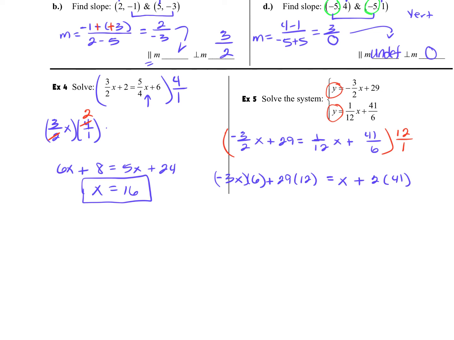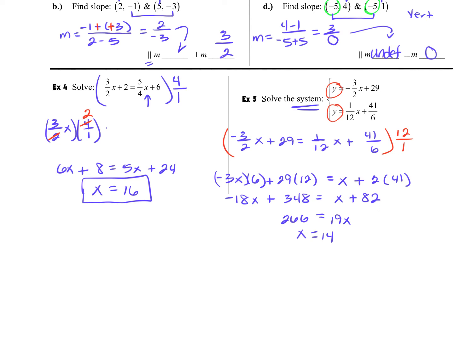Now, continuing that algebra, at this point, it becomes a whole lot easier to do. I have a negative 18x plus 348. I'm just using my calculator. x plus 82. Keep solving. I'm going to end up with a 19x here. Moving my negative 18 over, I'm going to move my 82 to the left. That's going to give me 266. And my answer for x is 14.